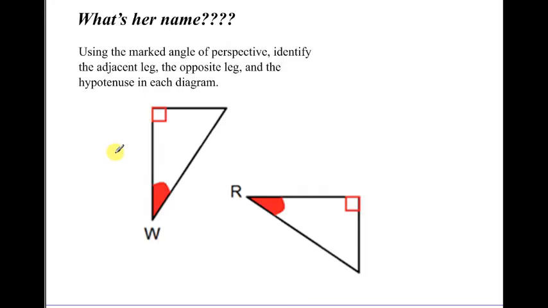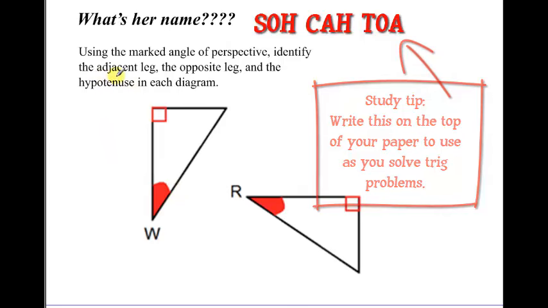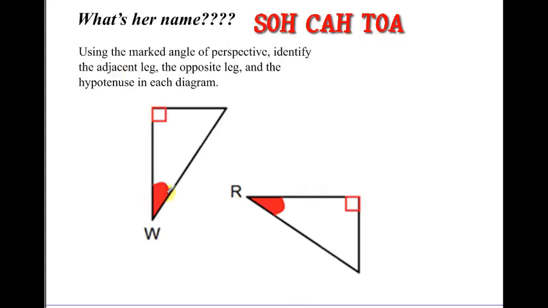All right, your goal for this lesson is to be able to recognize these different parts and different ratios when they're being used. So first, let's practice identifying the angle of perspective. That's our marked angle in red here. And the adjacent, opposite, and hypotenuse in each diagram. So let's take our angle of perspective and start by going right across that triangle and find our opposite side. Label that as opposite. Label the side right next to that angle that runs to the right angle. Label that as adjacent. And finally, this side over here, this is hypotenuse. That's all you have to do for that example.